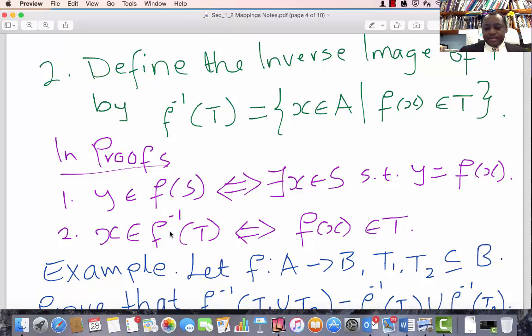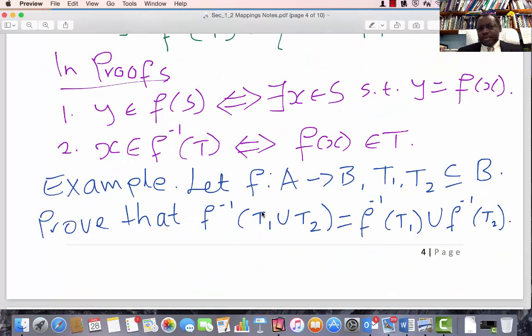I'm going to give you a problem using this concept. Example, let f be a mapping from A to B, both A and B non-empty, and let T1 and T2 be subsets of B.